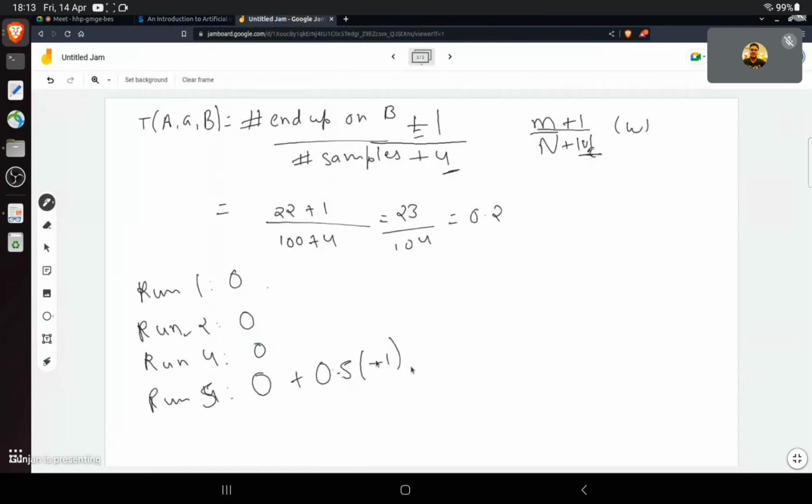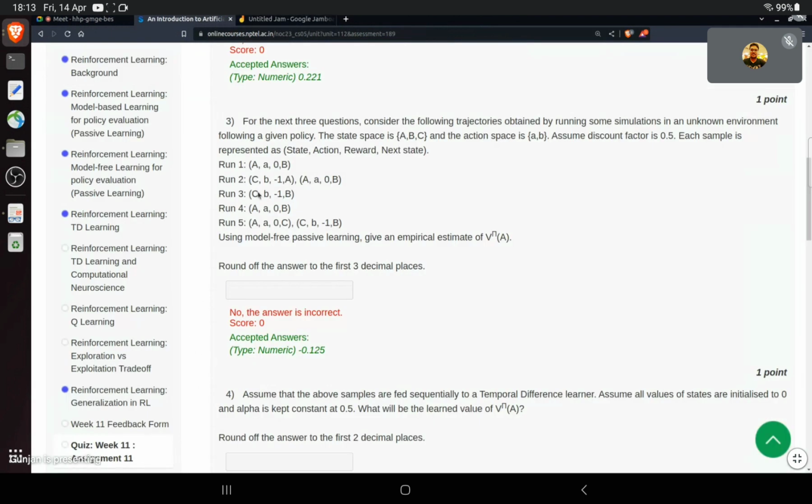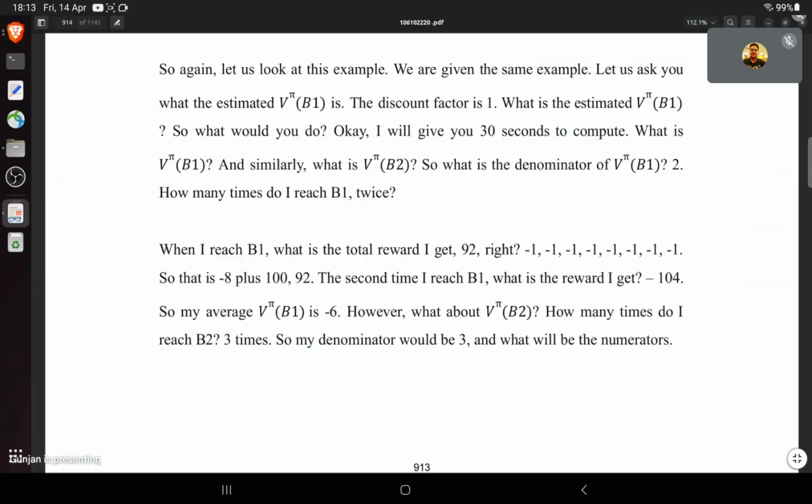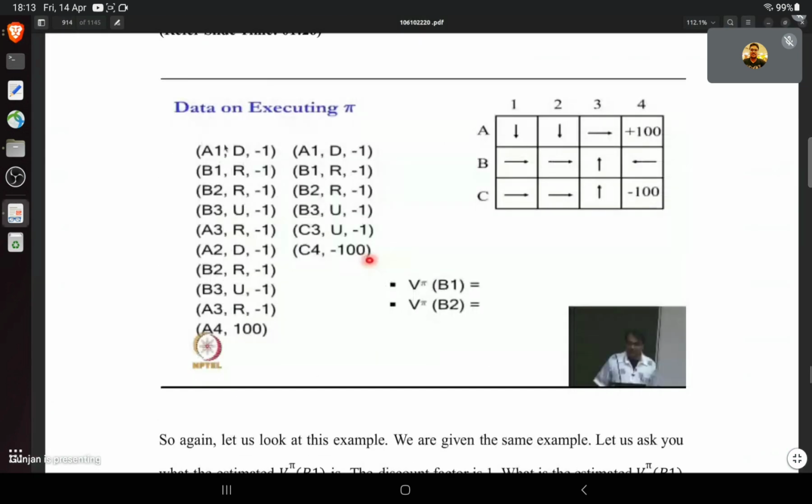Why not for run 2 then? Huh? For run 2, why didn't we consider minus 1 as a reward? Because we are stated that we want to estimate the v pi of a. You can also ask a similar question here, right? Why did you not start with a1? Why with b1? Because you were estimating what will happen if we start with b1. We are not considering anything before b1. We want to simulate what happens when we start with b1.